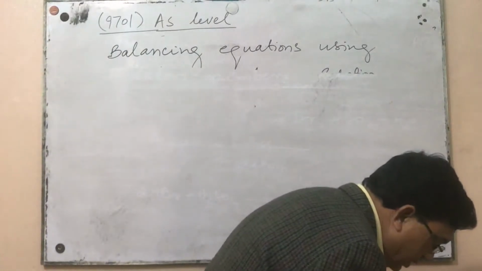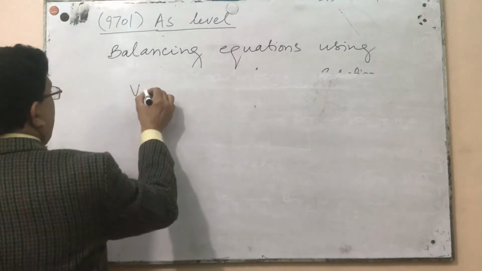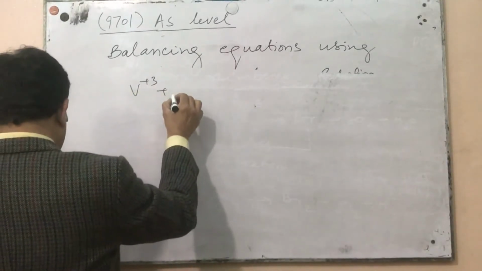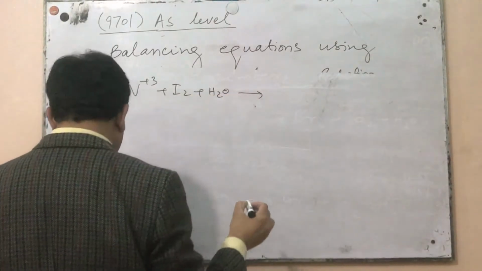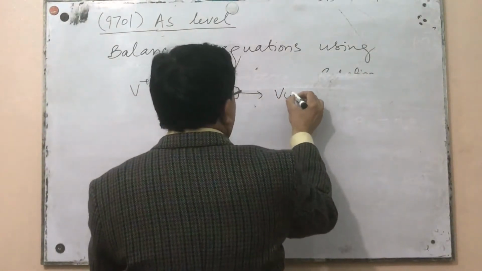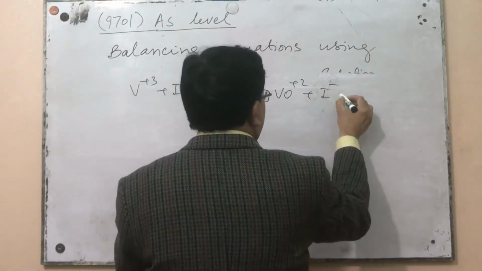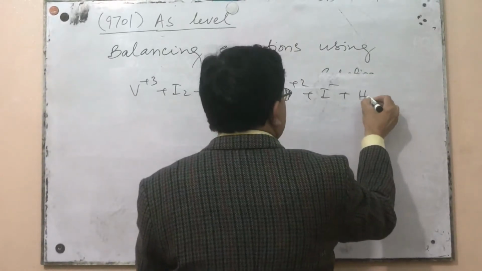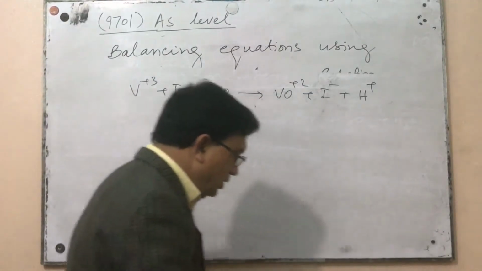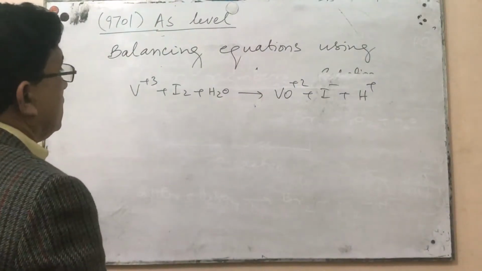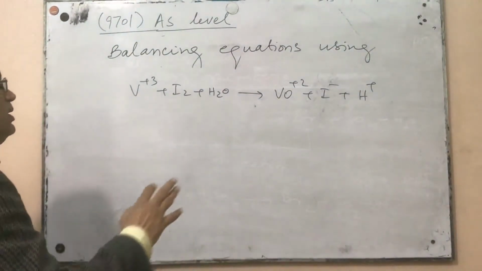The second example for balancing the equation is, for example, if we have to balance V positive 3 plus I2 plus H2O. This will give us VO positive 2 plus I negative plus H positive. Now, look at the equation. We have to write down the oxidation state first on each element.